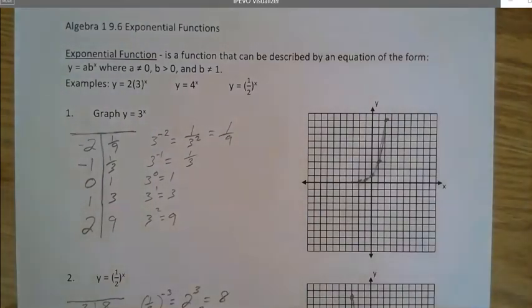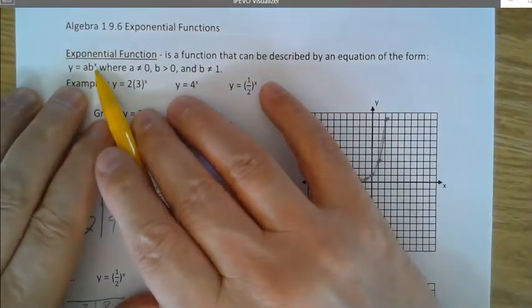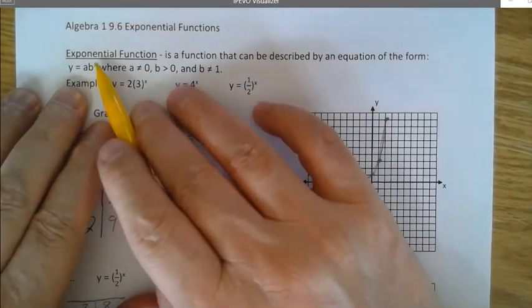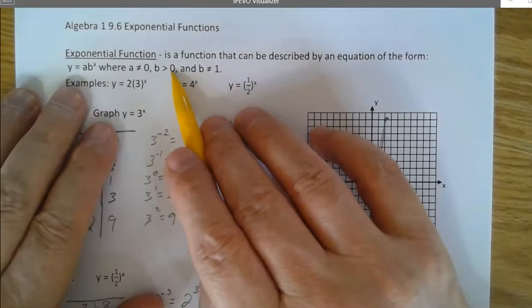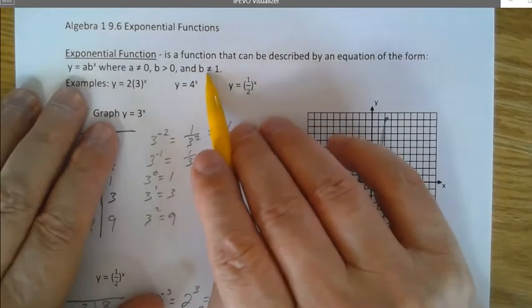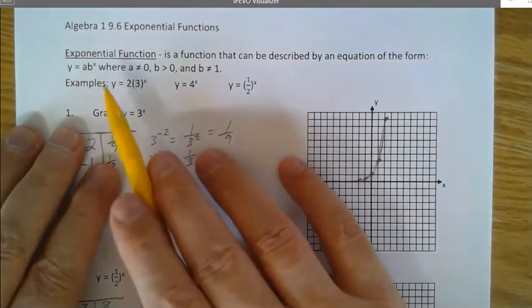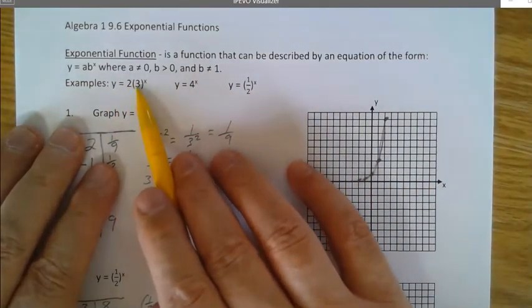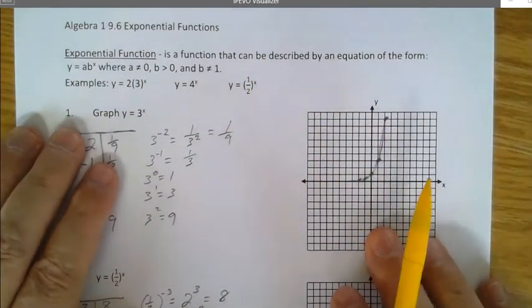All right, so 9.6 exponential functions. An exponential function is a function that can be described by an equation of the form y equals ab to the power of x, where a can't be 0 because then that'd just be 0, and b has to be greater than 0 and cannot be equal to 1. So examples would be y equals 2 times 3 to the power of x, or 4 to the power of x, or a fraction to the power of x.